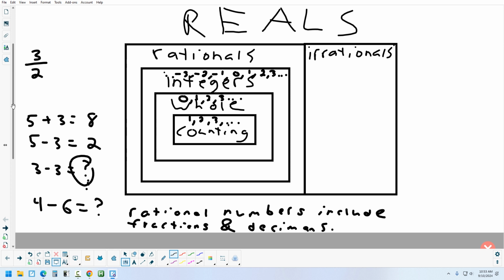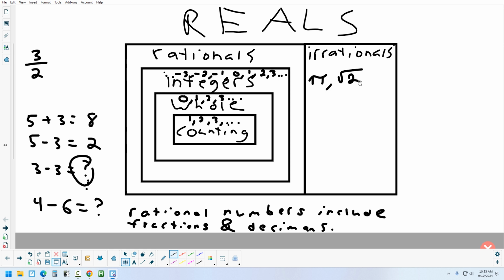Yeah, pi. So that's a number that we can't write as a fraction. Other things are like square roots. Now, if you take the square root of a perfect square, that you can write as a nice number, like the square root of 4 is 2.